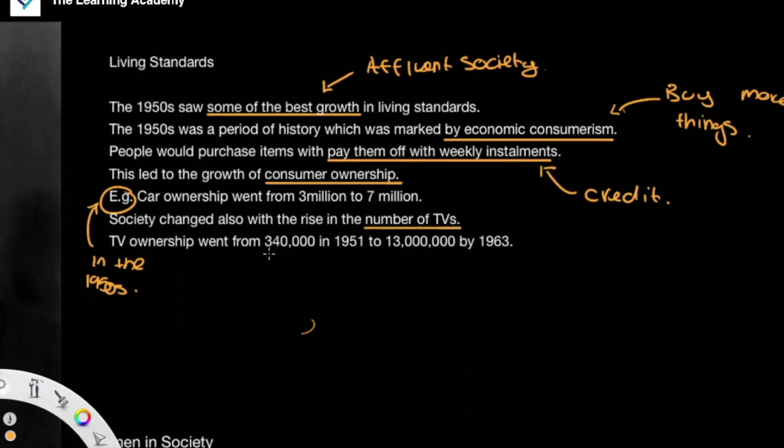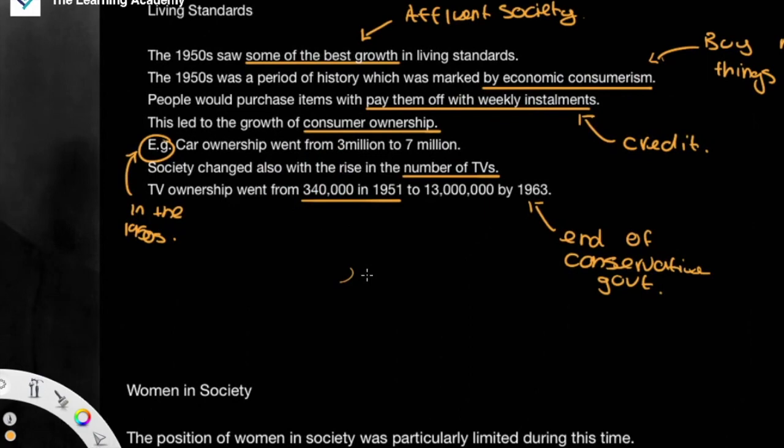TV ownership went from 340,000 in 1951, at the start of the 1950s, and by 1963, towards the end of the Conservative government, we see an increase from 340,000 to over 13 million. So we see a very large increase in ownership of televisions. And this TV ownership changes the cultural developments that take place as well, because the ability for people to have access to popular culture like television programs is greatly increased with the number of televisions being sold.